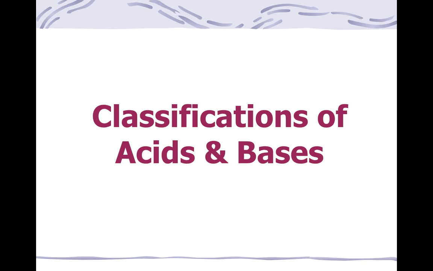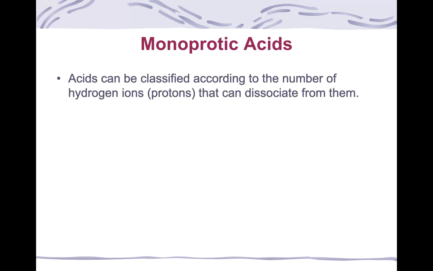In this lesson, we're going to look at some different ways that you can classify acids and bases. So the first way is that they can be classified according to the number of hydrogen ions that can dissociate from them. And hydrogen ions are also referred to as protons because that's really all they are. And so that's how these acids have the name with protic in it, because that's referring to the protons.